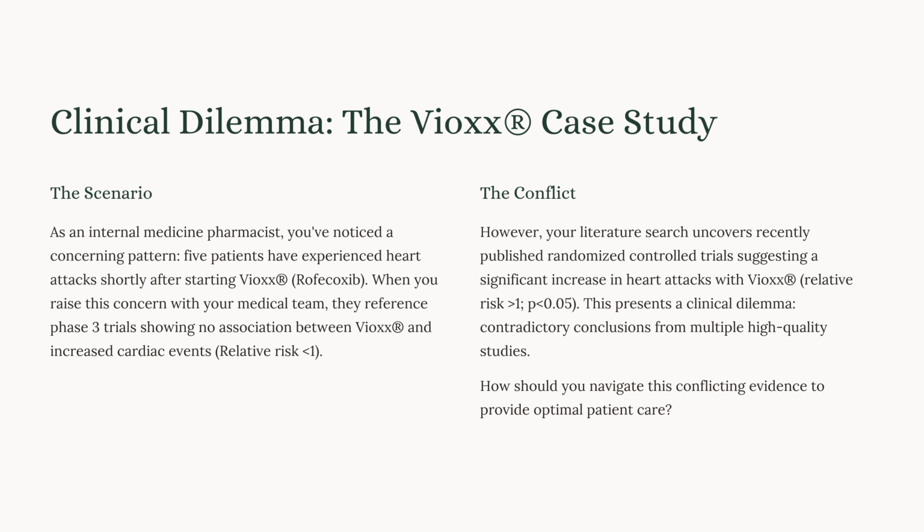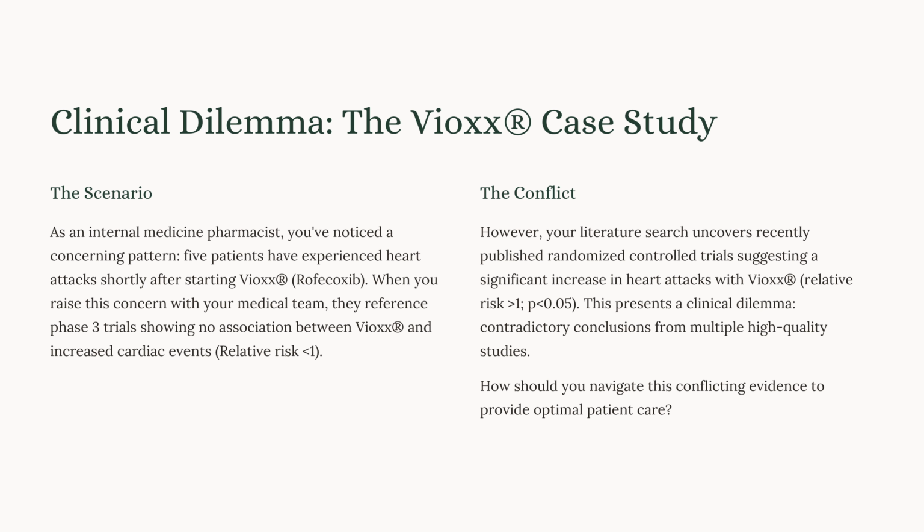So here's a scenario. You are an internal medicine pharmacist. You notice a concerning pattern. Five patients have experienced heart attacks shortly after starting Vioxx, which is rofecoxib, a type of COX-2 inhibitor. When you raise these concerns to your medical team, they reference the phase 3 trials showing no association between Vioxx and increased cardiac events, with a relative risk less than 1.